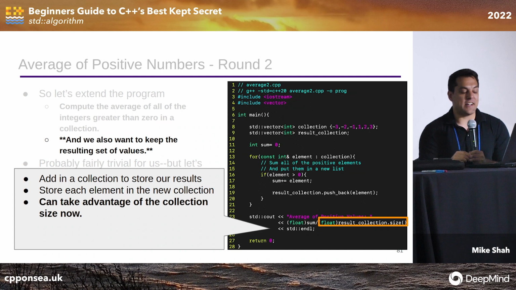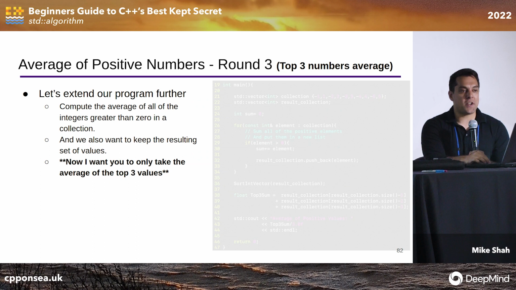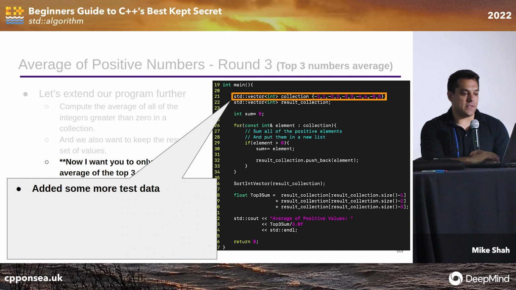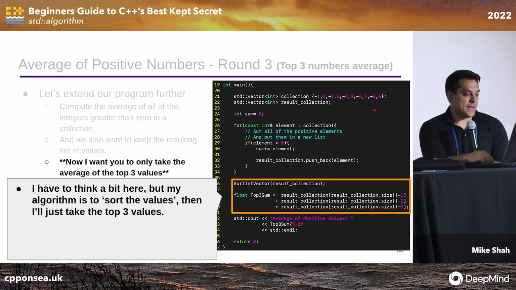I went with the sorting here. I tried to think about multiple ways to solve this. What ended up working well, and I extended our collection here just so it wasn't too trivial, so we have some numbers that are a little bit scattered. I went with the sorting approach, right? So we needed some way to sort a vector and then just take the top three. That could be the first three elements or the last three, depending on how you sort.